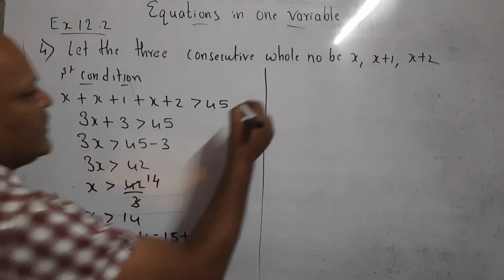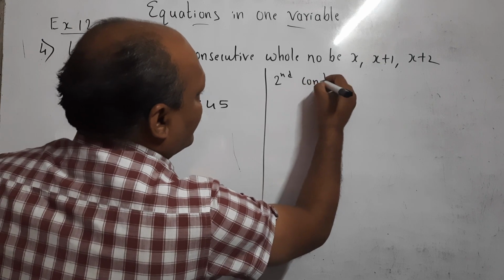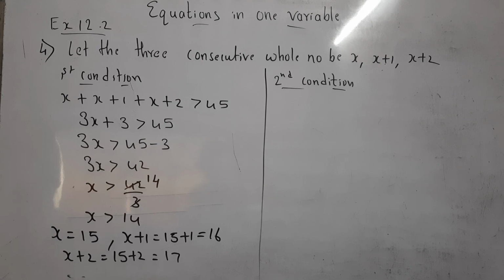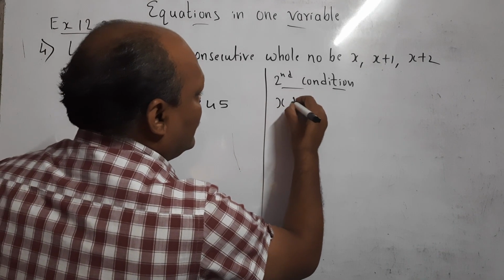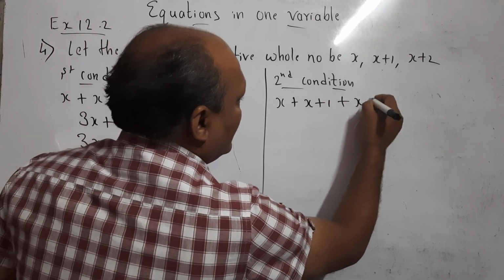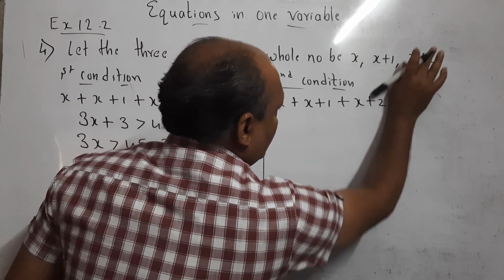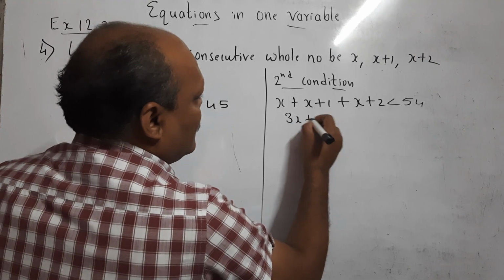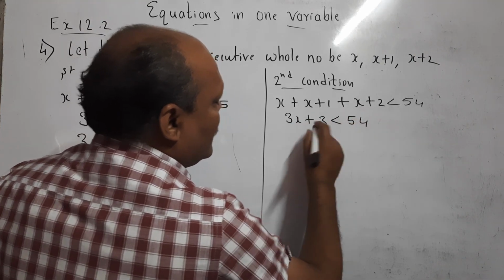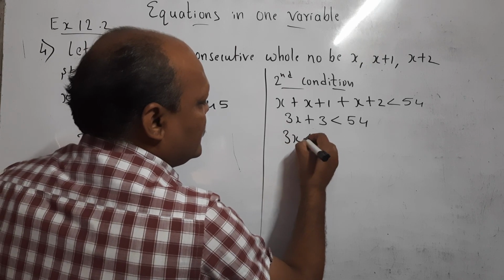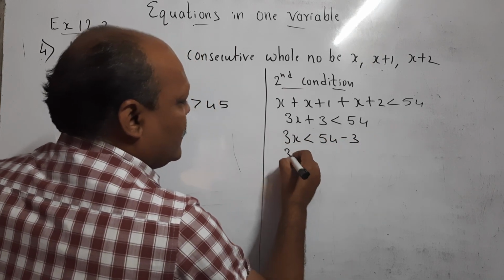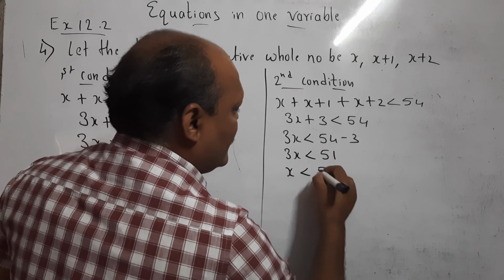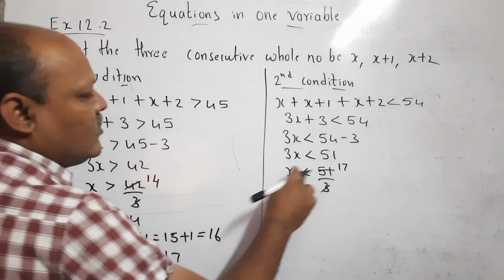Now according to the second condition. The second condition given here is that the sum is less than 54. That means x plus x plus 1 plus x plus 2 is less than 54. That is 3x plus 1 plus 2, that is 3, less than 54. Bring the 3 to the other side. 3x less than 54 minus 3. 3x less than 51. x less than 51 upon 3. Cancelling, you get 17. That means x should be less than 17.